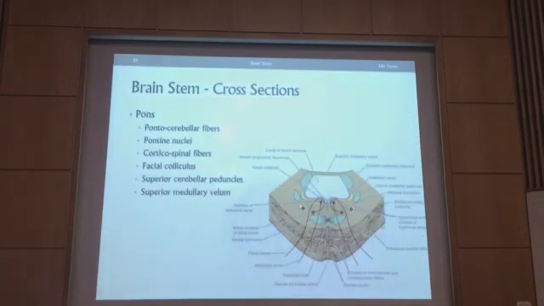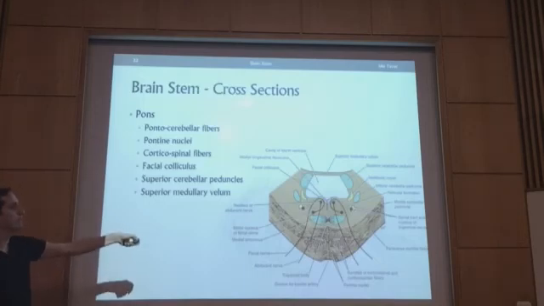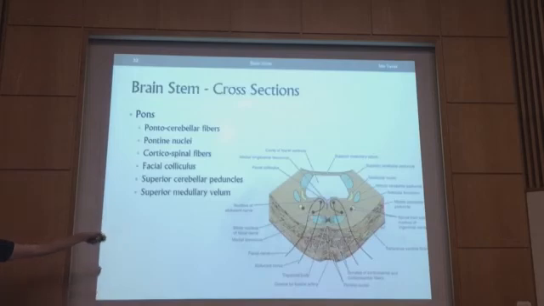When we look at the pons, you can see that the basilar part of the pons is built out of fibers. These are fibers that connect the pons to the cerebellum. These are pontocerebellar fibers. They will go through the middle cerebellar peduncles to the cerebellum.